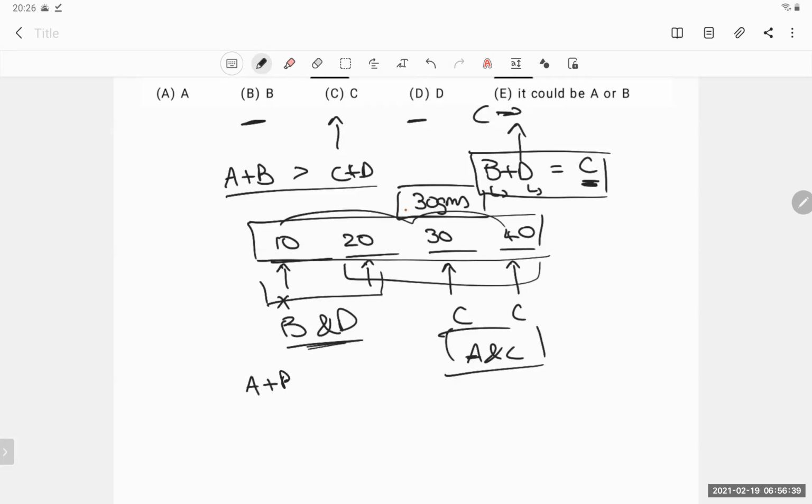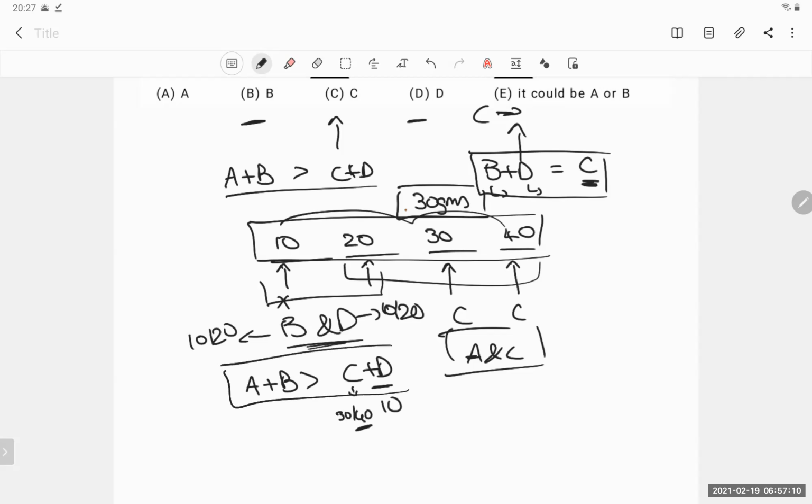If A plus B is greater than C plus D, and if I say that D is 10, let's say, because one of B or D is 10 or 20. So B can be 10 or 20, D can be 10 or 20. If D is 10, C has to be 30 or 40, correct? Yes, sir. If C is 40, would there be a possibility of this equation coming true? 10 plus 40 is 50, 20 plus 30 is 50. So this equation can't be true.